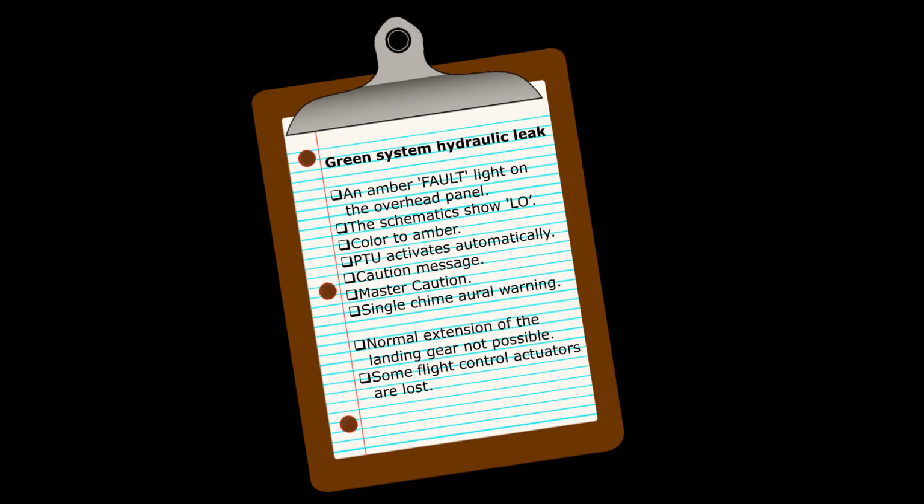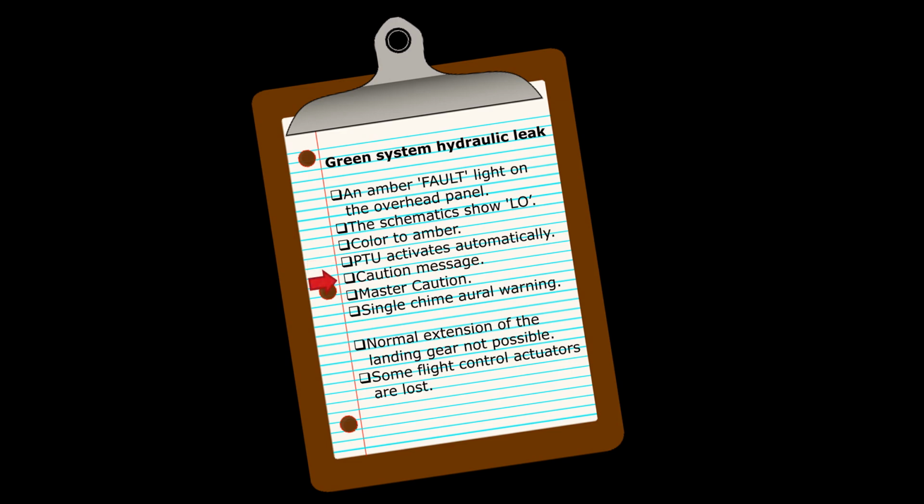By reviewing the manual, we can summarize everything we should see, hear, and experience when a hydraulic leak happens. We find the following facts. An amber fault light on the overhead panel should be lit on the engine-driven pump push button when the fluid level in the reservoir is low. The hydraulic schematics should show low to indicate a low pressure. The hydraulic schematics label should change its color to amber. The power transfer unit should activate automatically, but it is unable to pressurize the green system since it will have lost its fluid, so there should be a caution on this.